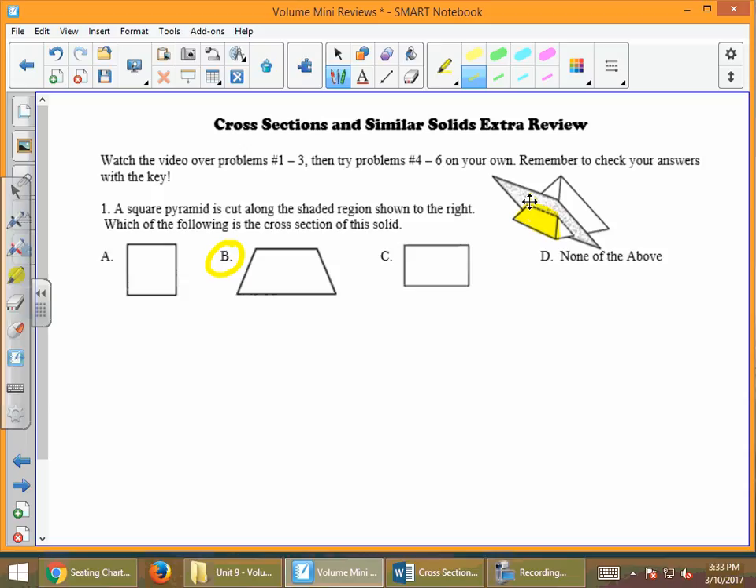If the cross section is going horizontally, just look at the shape of the bottom part that's parallel to that cross section. That's what it's going to be. If it's going vertically, look at that outside shape, and that's what it's going to be. When you have a cross section, you look at that outside shape. Well, in this case, that outside shape is a trapezoid. Kind of looks like a rectangle, but those edges are slanted.